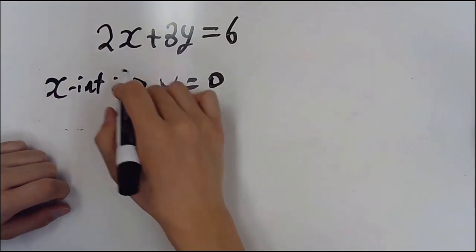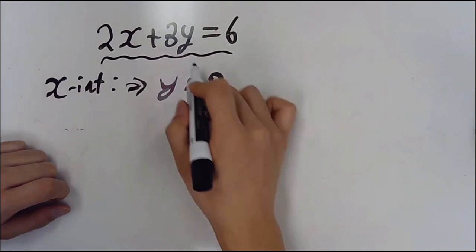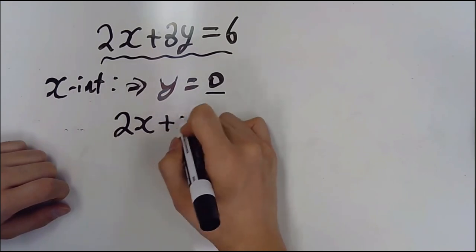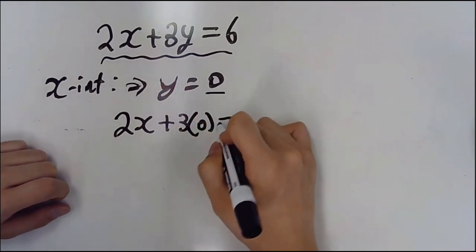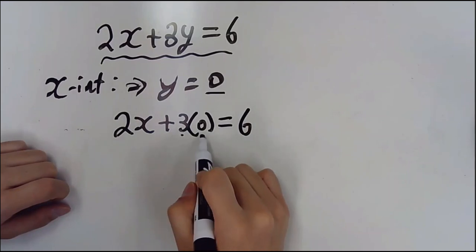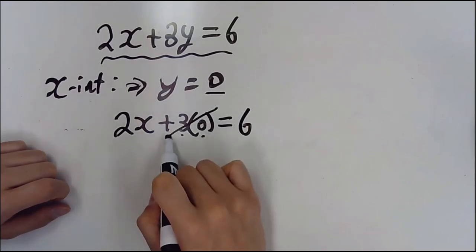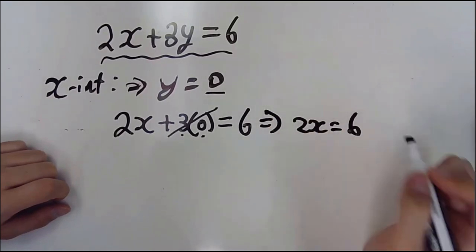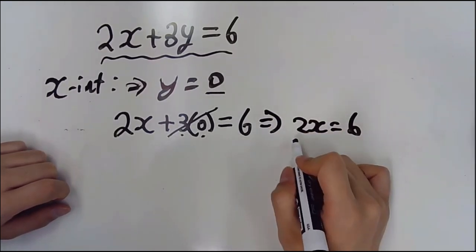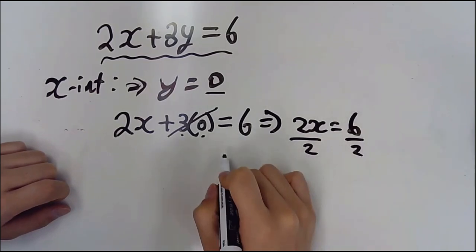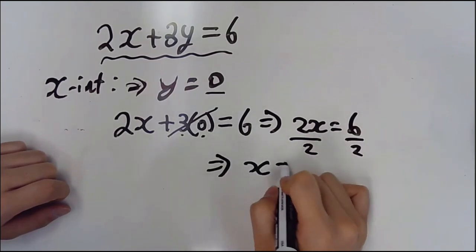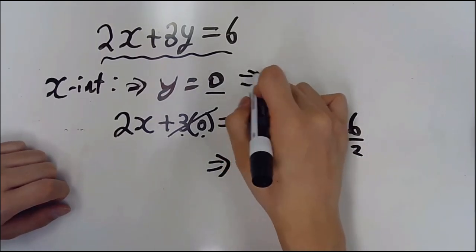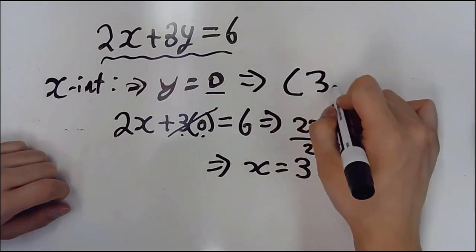So I'm just going to rewrite this equation with 0 instead of y. Then what do I get? I get 2x plus 3 times 0 is equal to 6. And 3 times 0 is 0, so that will disappear. And we're left with a very simple equation, 2x is equal to 6. What does that mean? I will divide both sides by 2, and I will arrive at x is equal to 3. So what is my x-intercept? My x-intercept occurs at the point (3, 0).